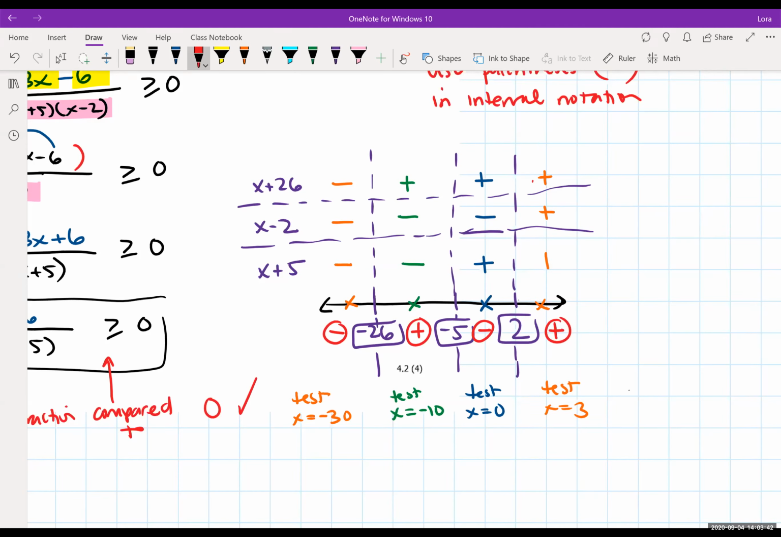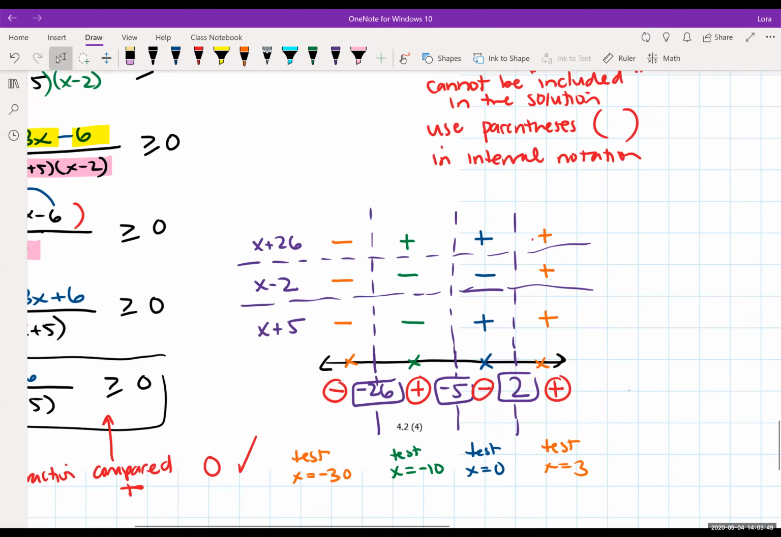So that is what takes a lot of time. I do realize this, but your time is well spent because now you could answer part B.